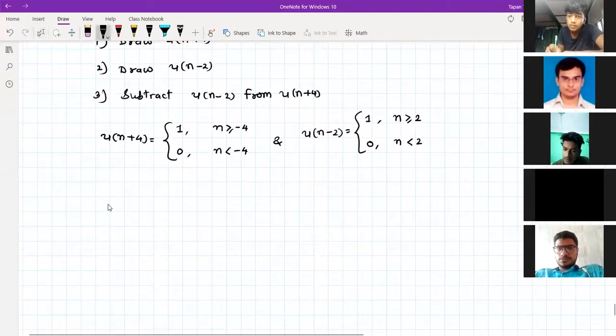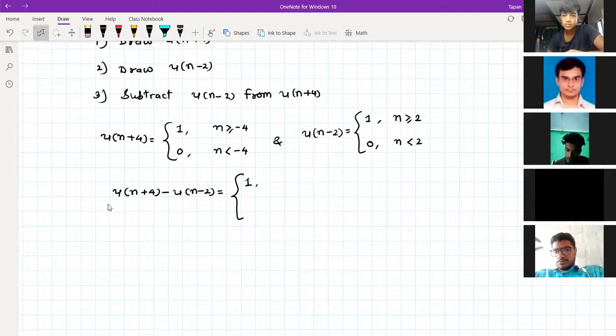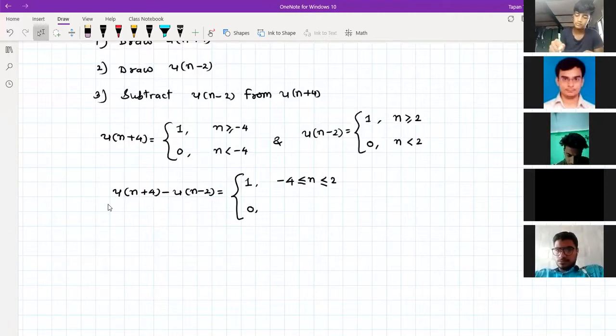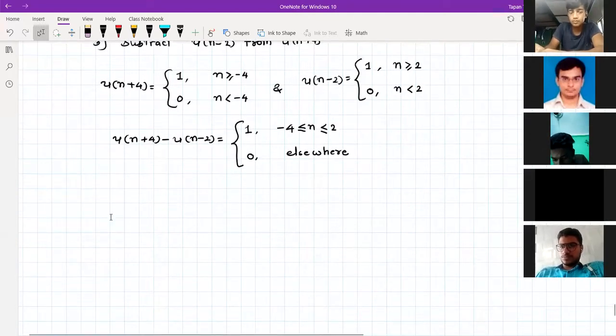Okay, so then u of n plus 4 minus u of n minus 2 is equal to 1 for minus 4 less than or equal to n less than or equal to 2, and it is 0 elsewhere. Okay, now how do you draw this?